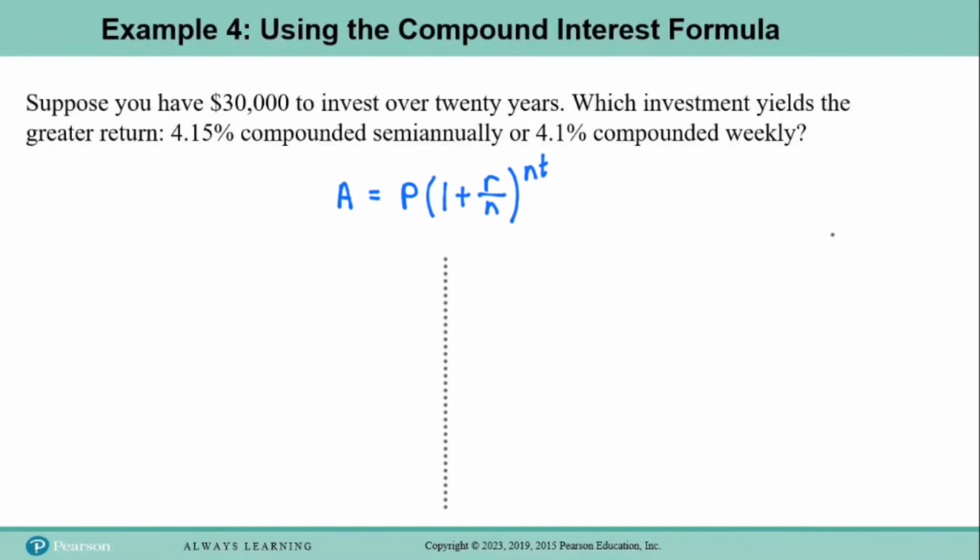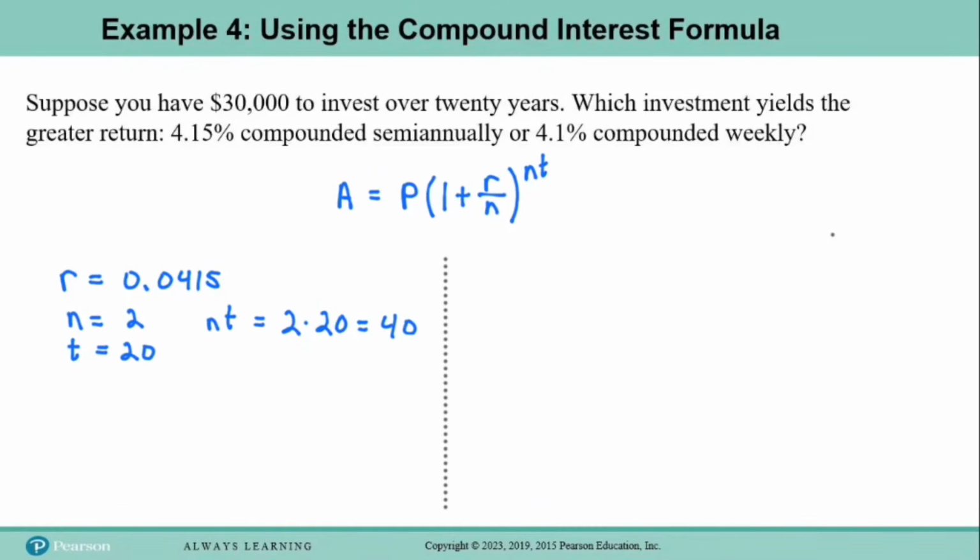So for the first one, of course, principal for both is $30,000, but in the first one, r is 4.15%. In decimal form, that's 0.0415. The n is 2, because if we compound semi-annually, that's twice a year. So n will be 2, and the time is 20 years. So that means that n times t is going to be 2 times 20, which of course is 40.